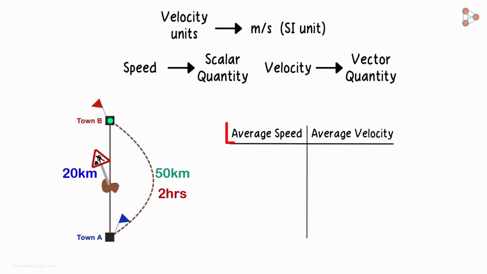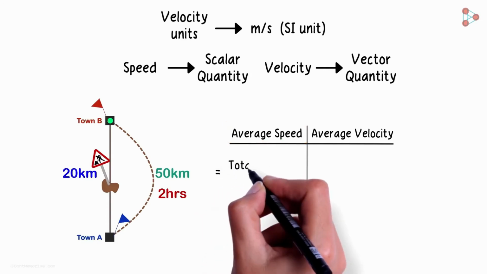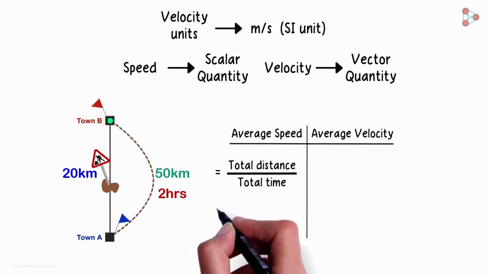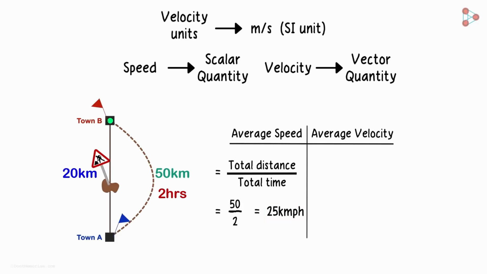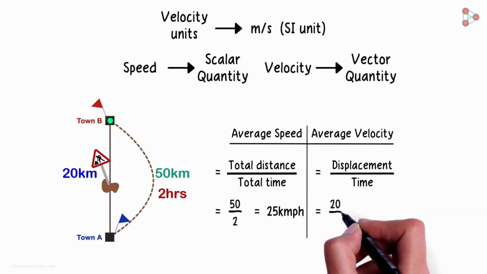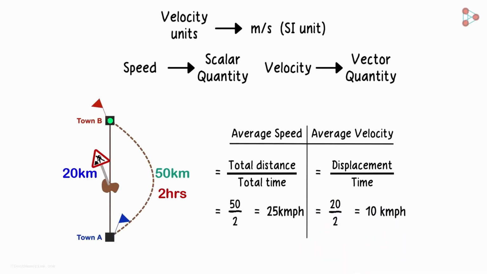Do you remember how we calculated average speed? Yes, it is the total distance covered over the total time taken. So 50 over 2 will give us 25 kilometers per hour as the average speed. Now what will be the average velocity here? The average velocity depends only on the start and end points regardless of path taken. Do you remember we had learned about displacement? So the average velocity equals displacement over time. What is the displacement here? It's 20 kilometers up north. Distance with direction. So the average velocity will equal 20 kilometers over 2 hours, which will equal 10 kilometers per hour. That's the concept of average velocity.